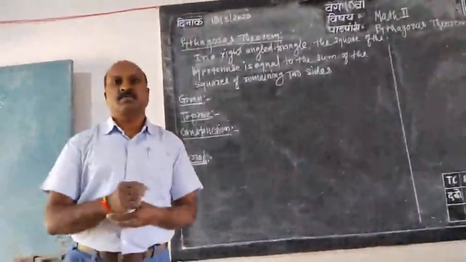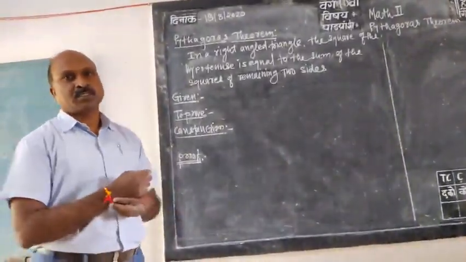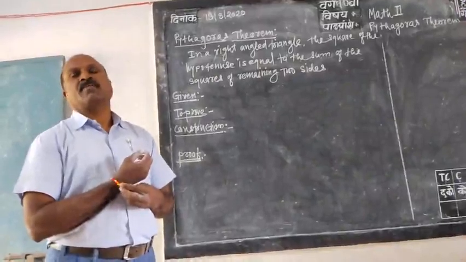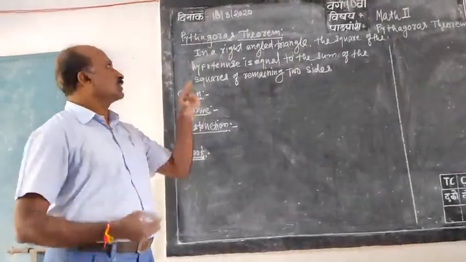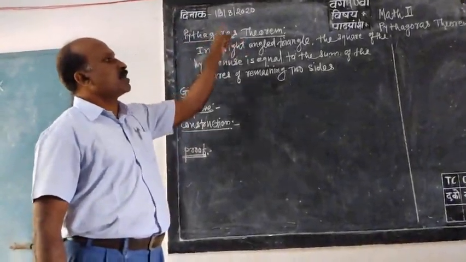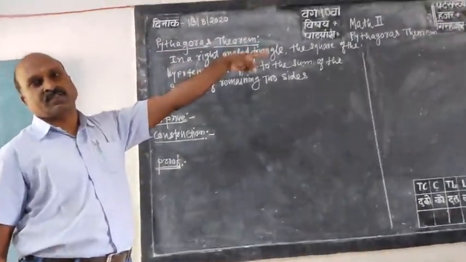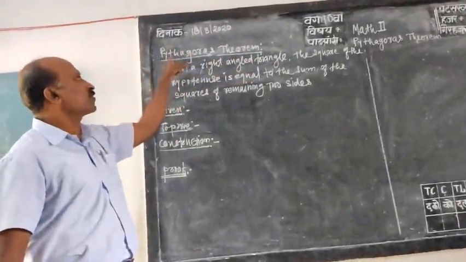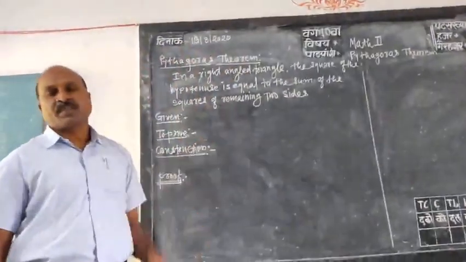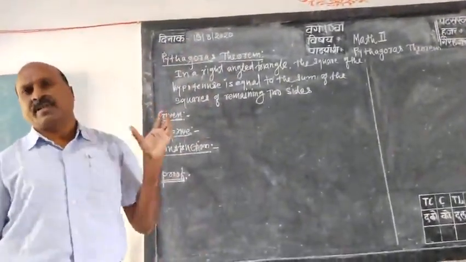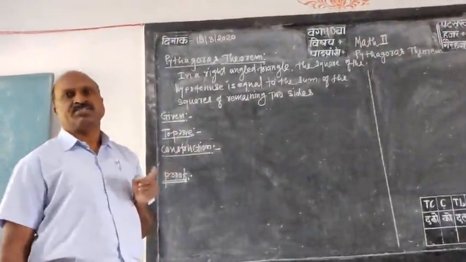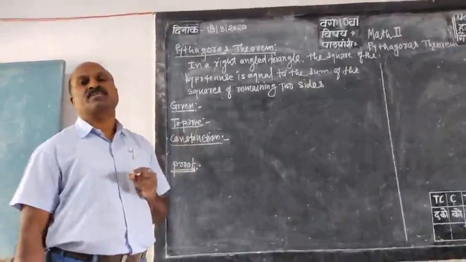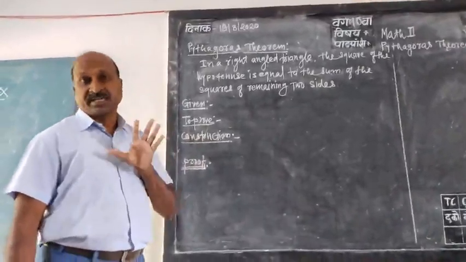In the last video, we studied the geometric mean theorem. After that, we study the Pythagoras theorem. The name of the chapter is Pythagoras theorem. In the last video, we studied only the statement: in a right angle triangle, the square of the hypotenuse is equal to the sum of the squares of the remaining two sides.